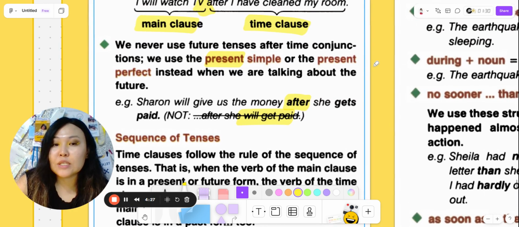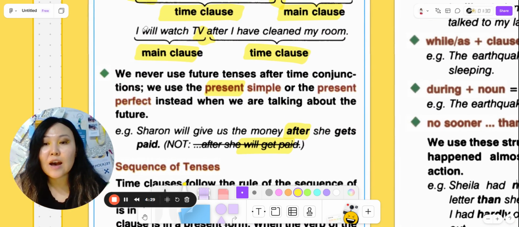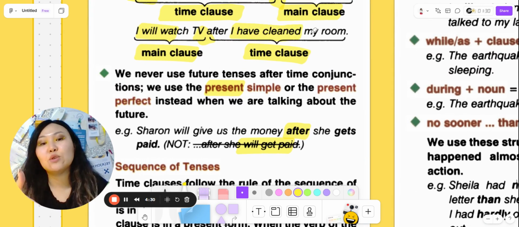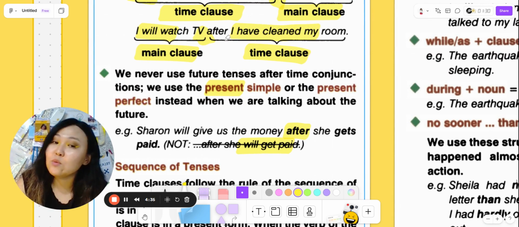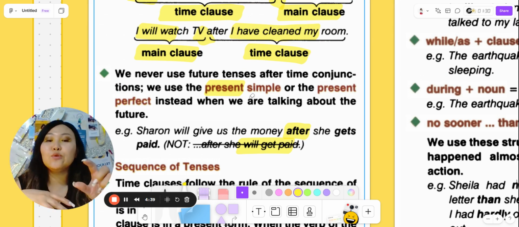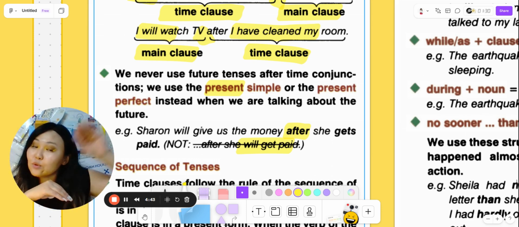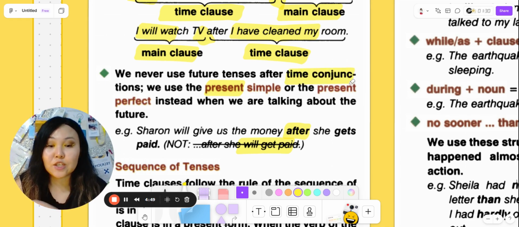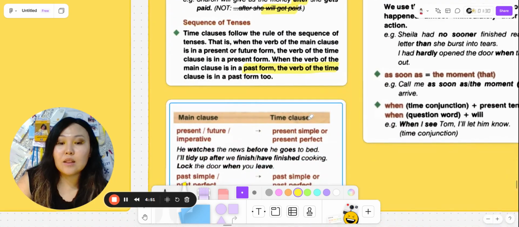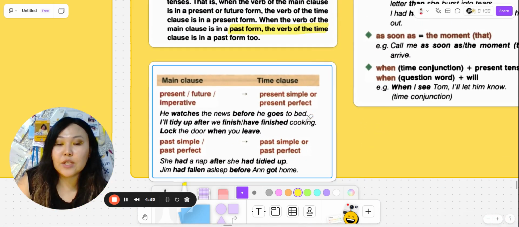As we see here, we don't have past simple here, and we don't have past simple here either. We have I will watch, and here I have cleaned my room, where we use present perfect, but we refer to the future, because we cannot use future tense after time conjunctions. So let's look at more examples.